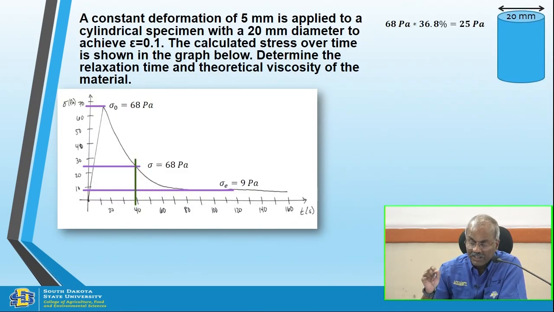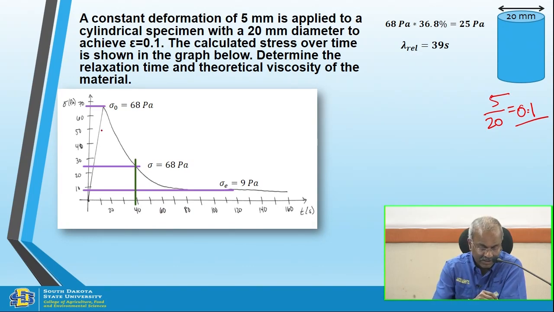Okay, let's look at the example here. There is a constant deformation of 5 millimeters applied, right? Constant deformation, stress relaxation. The cylindrical sample is 20 millimeters. To achieve a strain of 0.1, because 5 millimeters over 20 millimeters, 5 by 20, gives you 0.1 strain.